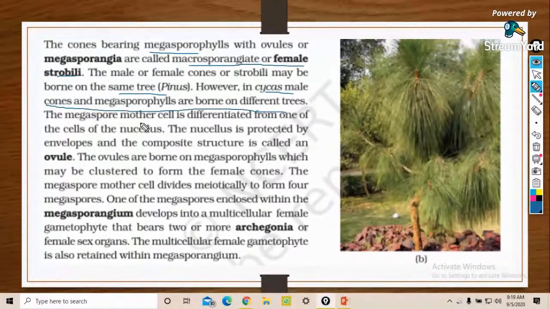The megaspore mother cell is differentiated from one of the cells of the nucellus. The nucellus is protected by envelopes and the composite structure is called an ovule. The ovules are borne on megasporophylls, which may be clustered to form female cones. The megaspore mother cells divide meiotically to form four megaspores. One of the megaspores enclosed within the megasporangium develops into a multicellular female gametophyte that bears two or more archegonia or female sex organs. The multicellular female gametophyte is also retained within the megasporangium.